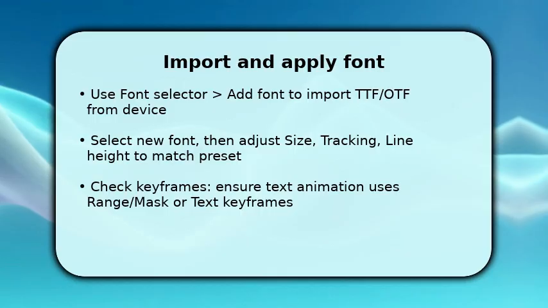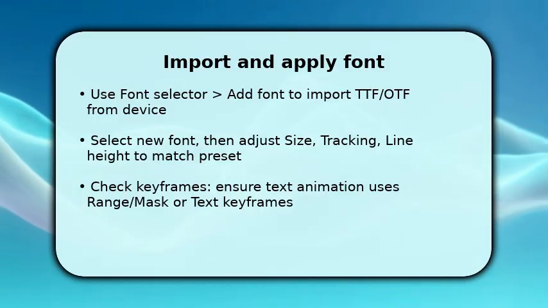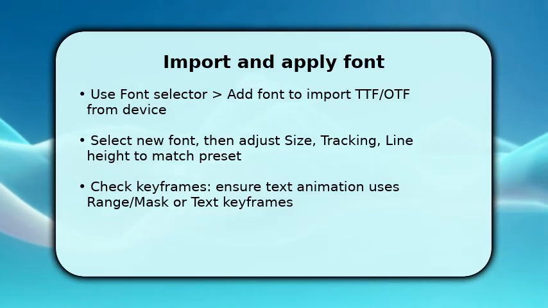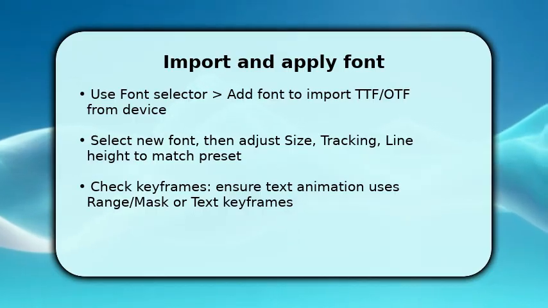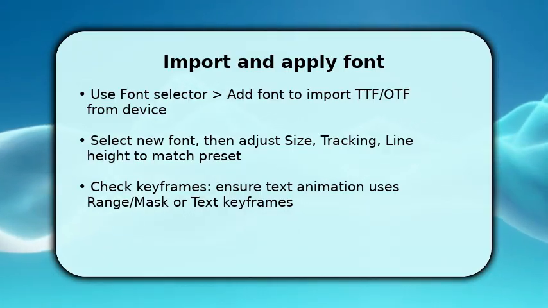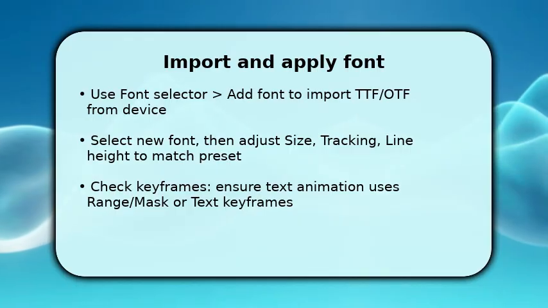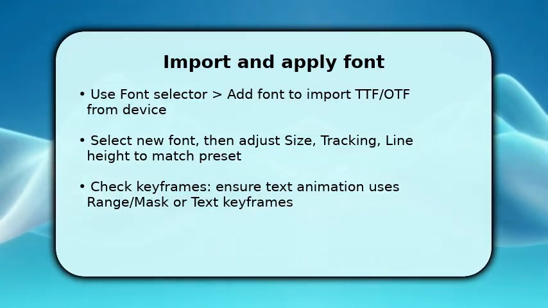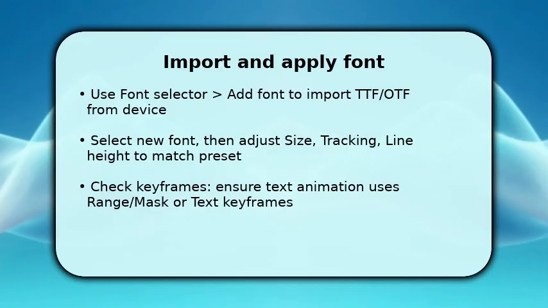Once the font is applied, adjust size, tracking, and line height to match the preset's look. Small changes can shift animations, so tweak gradually. Also inspect any text-specific keyframes. If the preset uses range, mask, or text animation, make sure the new font doesn't break timing. Once done, scrub the timeline to confirm motion still reads correctly.